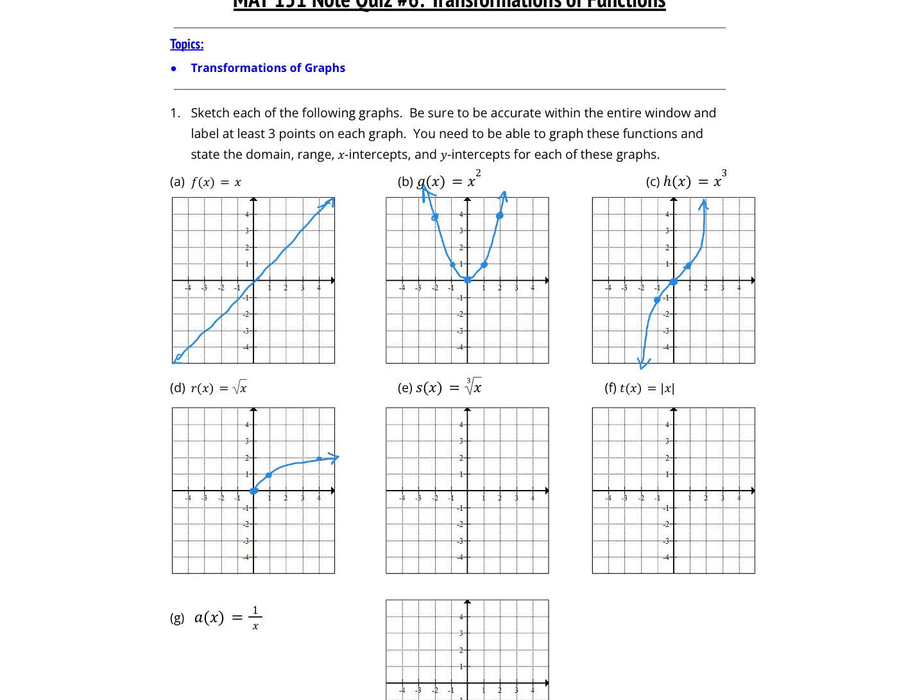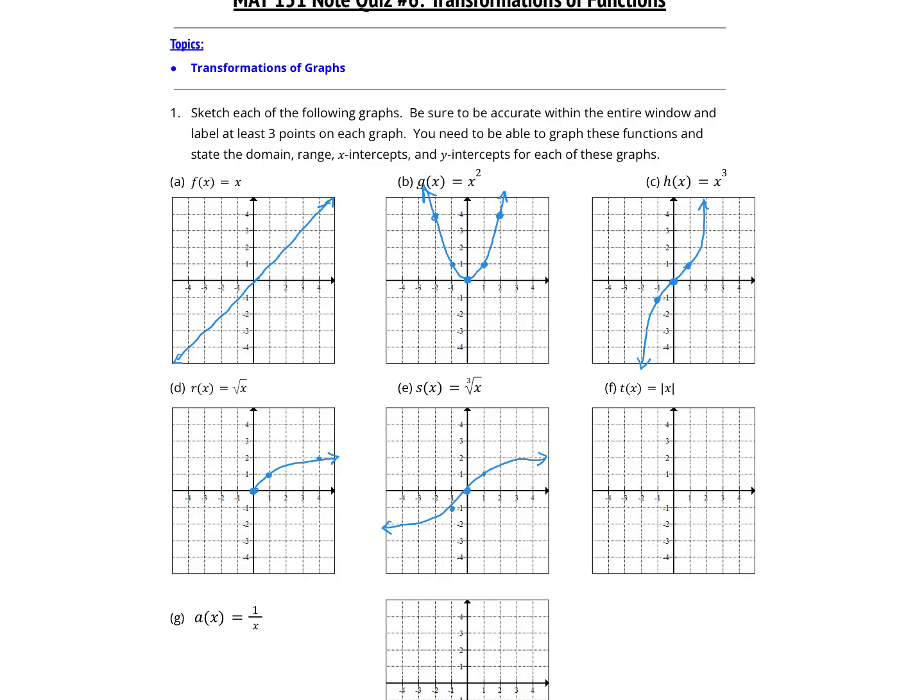The cube root function will pass through 0, 0, 1, 1, and negative 1, negative 1. And it looks just like our cube function from letter C, but instead this time it's rotated. So it looks something like this here for the graph. Kind of a sideways S, if you will.